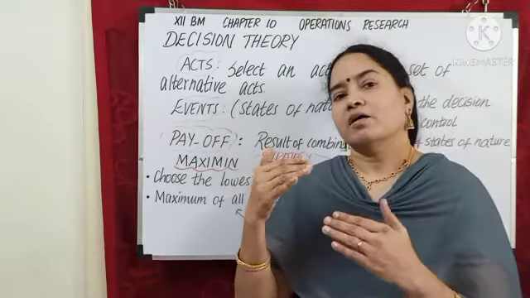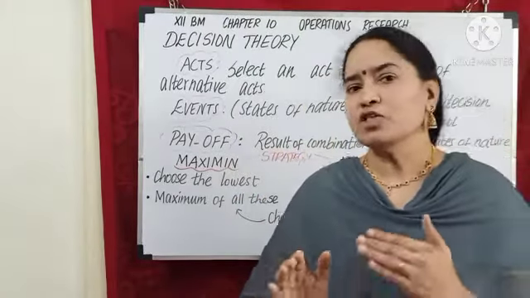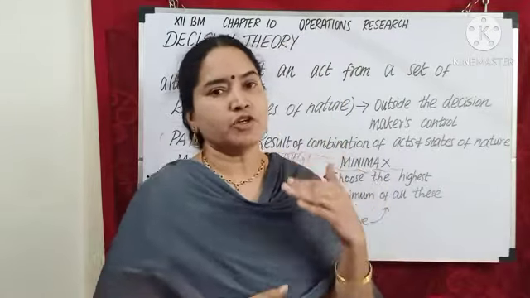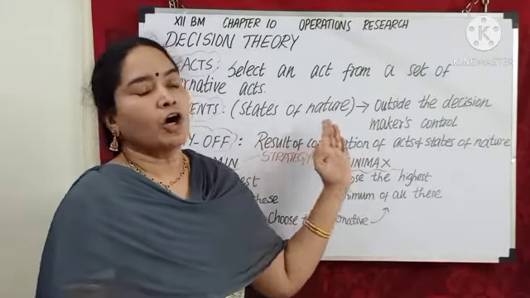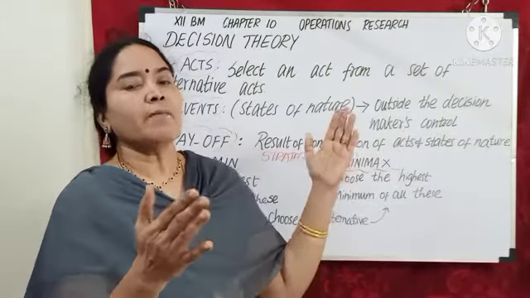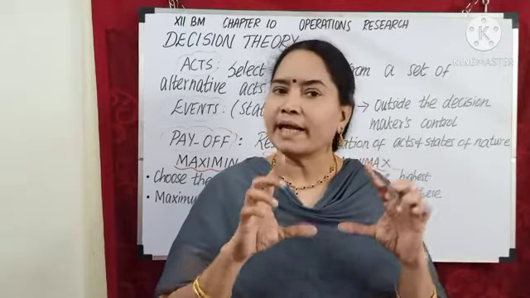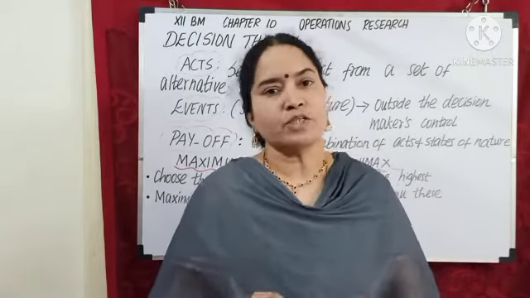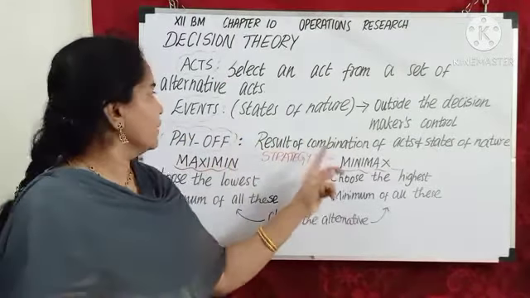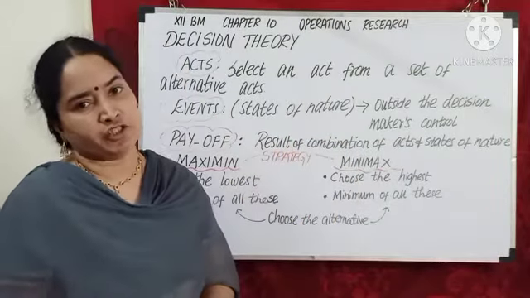Events, the other word I can say, is states of nature. States of nature are beyond the decision maker's control, so you should remember that. States of nature are outside the decision maker's control. Now, combining these two, we are given the matrix model, or a tabular column, which we call payoff. So payoff is a result of the combination of acts and events, or acts and states of nature.